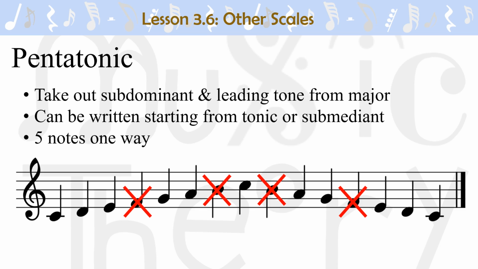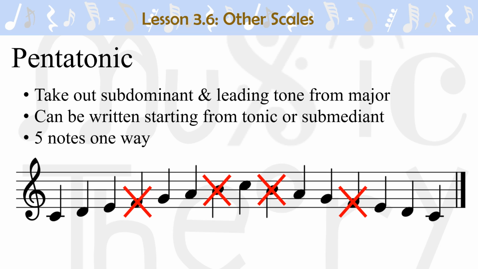To build a pentatonic scale, you take out the subdominant and leading tone from any major scale. You can write it starting from either the tonic or the submedian. The pentatonic scale has 5 notes each way. Take C pentatonic as an example.